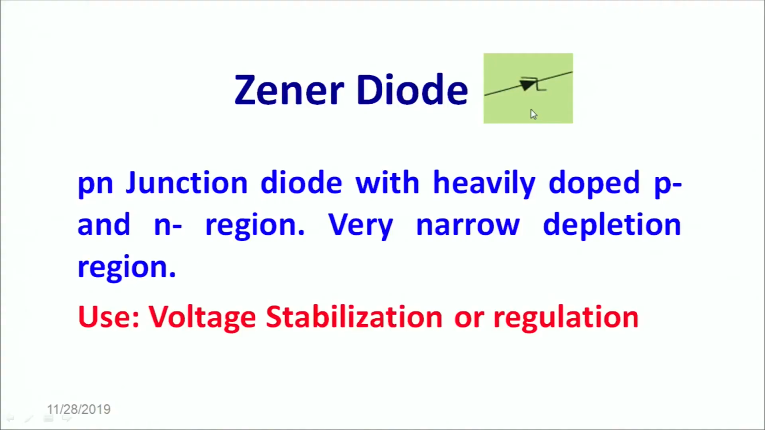To begin with, let's talk about the Zener diode. This is the symbol of the Zener diode. A Zener diode typically works in reverse bias. Basically, a Zener diode is a PN junction diode with heavily doped P and N region. It has a very narrow depletion region and it is mainly used for voltage stabilization or regulation.